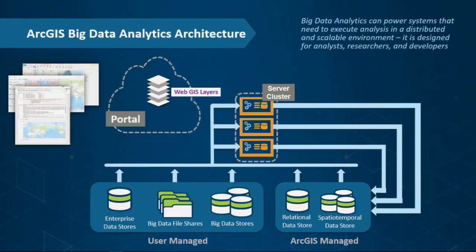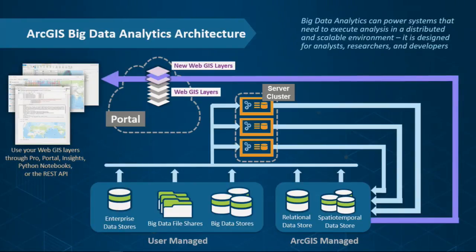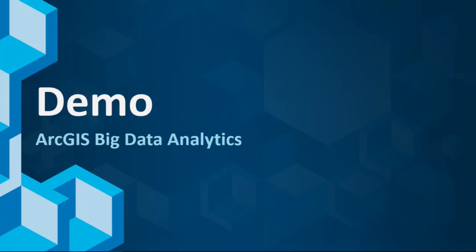It persists the result, and then it will also automatically publish these as new WebGIS layers that are available for people working with your portal. So then you can have all your different types of client apps connecting to Portal. You can use ArcGIS Pro, Insights, Python notebooks, or the REST API for consuming those published WebGIS layers that resulted from the analytical processing you just did. It's done automatically.